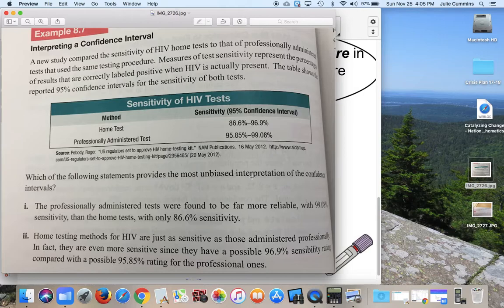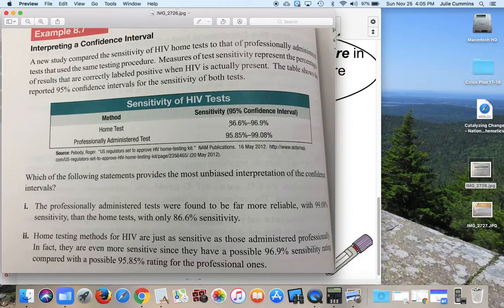So the professionally administered tests, this is I: the professionally administered tests were found to be far more reliable with 99.08 sensitivity than the home tests with only 86.6. Well, that is not a valid conclusion because for the professionally administered one, they're taking the highest endpoint, 99.08, and comparing it with the lowest endpoint down here, 86.6. And as I mentioned before, we don't know for sure where in this interval it might be. You can't say it's at one end or the other or directly in between. It's just somewhere in there. So I is not going to work.